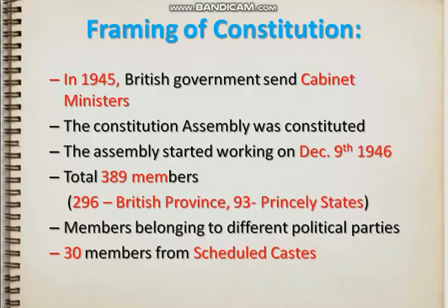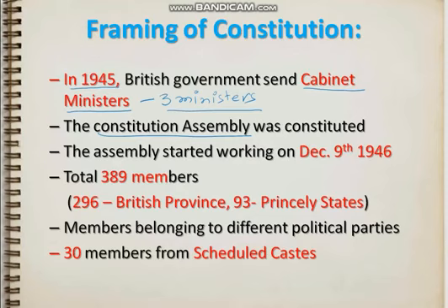Now, framing of the constitution. In the year 1946, the British government sent the Cabinet Mission. Now we need to remember, the Cabinet Mission had 3 ministers who came from England to solve the problem of India. The Constitution Assembly was constituted. Constitution Assembly is basically a group which was responsible for making the constitution.